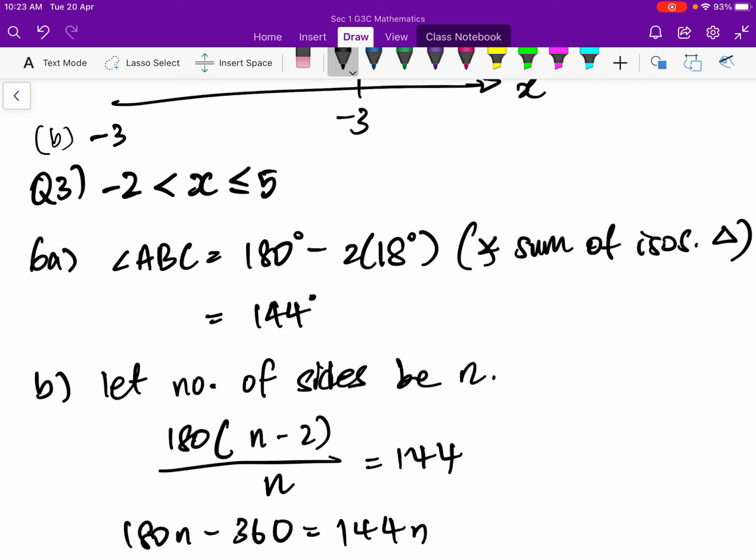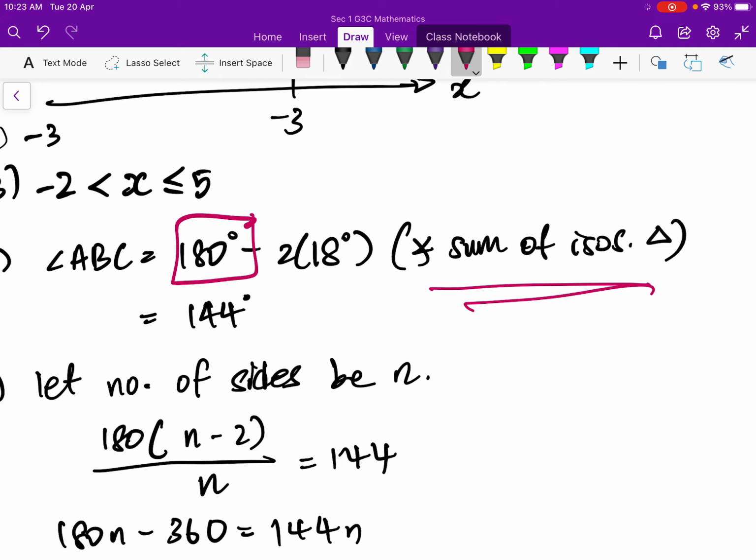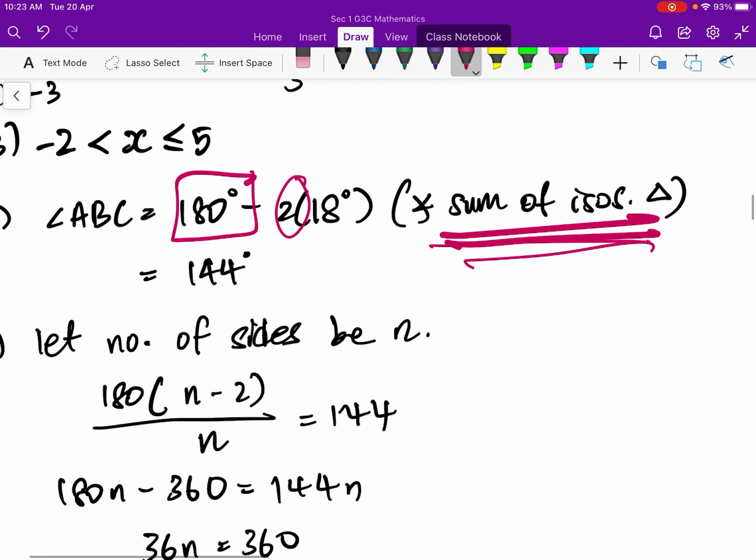So just take away, and the reason still must be stated, angle sum of isosceles triangle. So this is my shortcut of combining two reasons. The first reason is our angle sum of triangle. That's where we get 180 from. The second portion, base angles of isosceles triangle. That is why we have a 2 times 18. So this is my way of combining two reasons into one. So we get 144 degrees, and that will be one of the internal angles of the regular polygon.